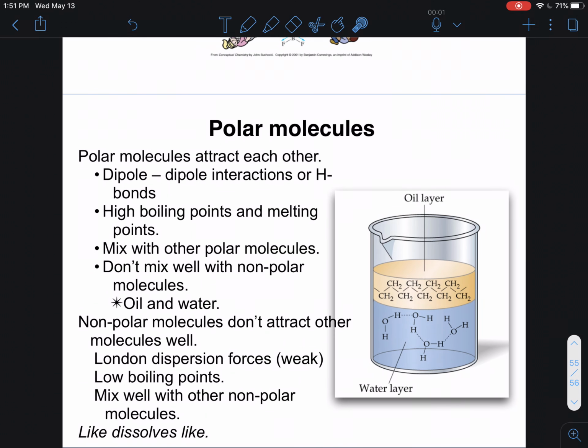And then finally, I'm just going to wrap it up here really quickly. So polar molecules, you're going to hear this a lot in chemistry: like dissolves like. I'm going to write that down. Like dissolves like. And what we mean by like is that similar polarities dissolve other similar polarities.